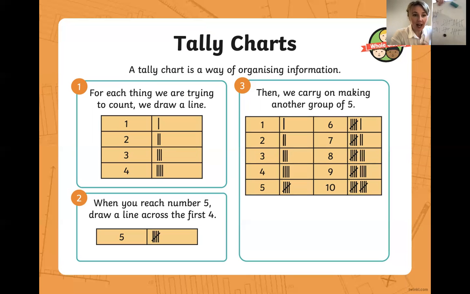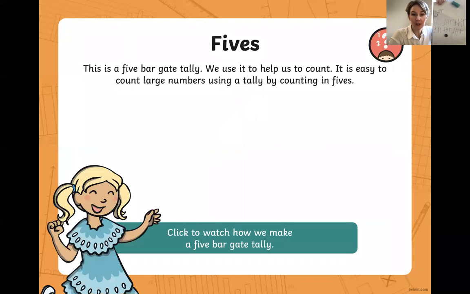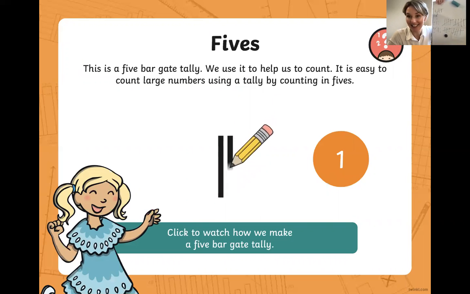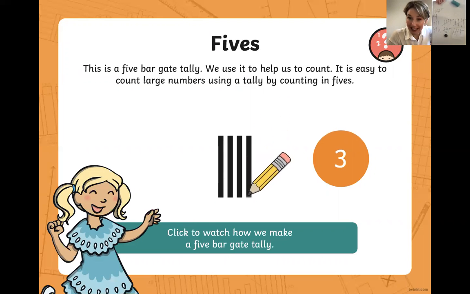As my slide shows, for each thing that you are trying to count, draw one line. But when you reach 5, draw a line across, and then you carry on until you make another group of 5. This is known as a 5-bar gate tally. It's a special name that we're using today, and it can be used to help you count things. It makes it easier to count large numbers because we can count in 5s.